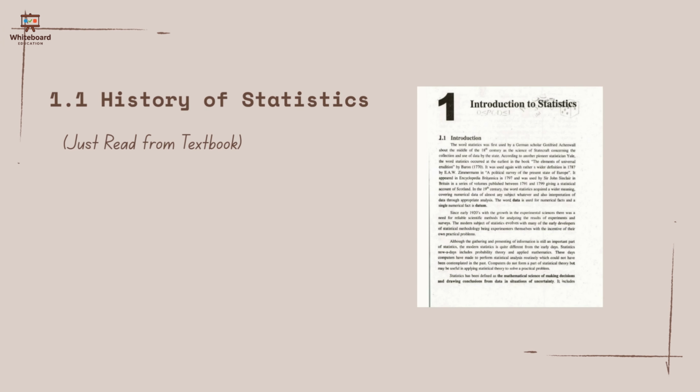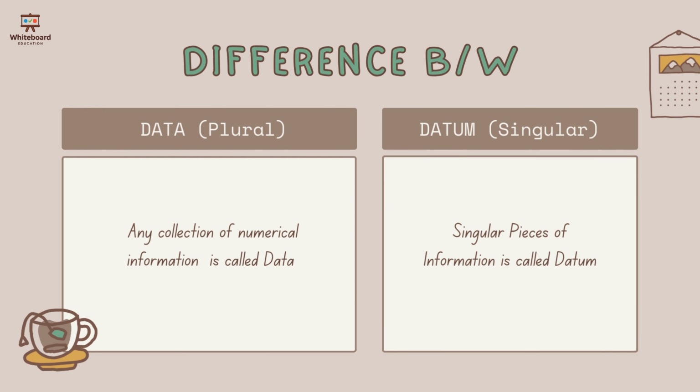Let's get started. On the first page, the history of statistics is mentioned, which is to be read as general and for personal understanding of the origin of statistics. Now, let's learn about the difference between data and datum. Data is actually a plural form of datum. Singular pieces of information is known as datum, but a collection of these numerical information is called data.